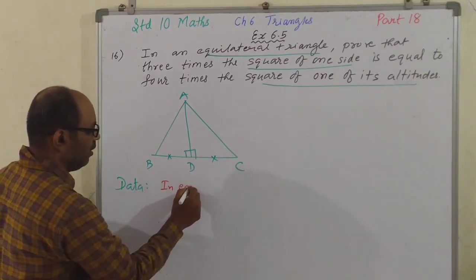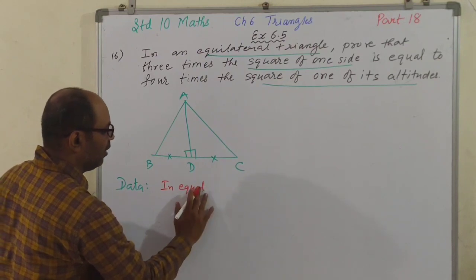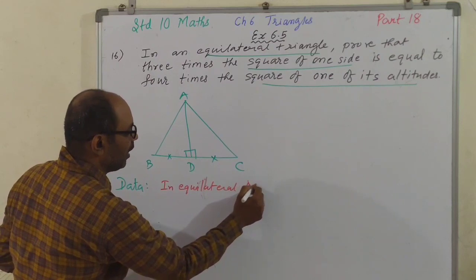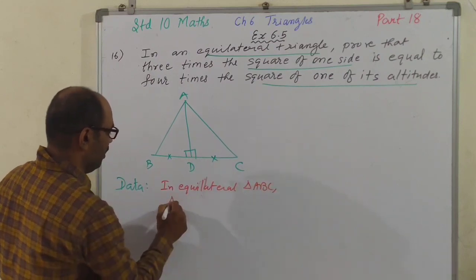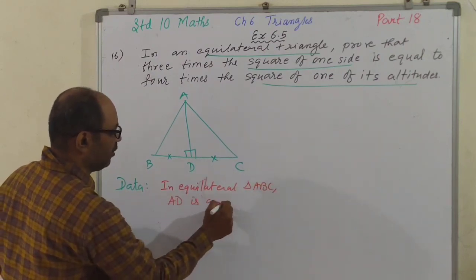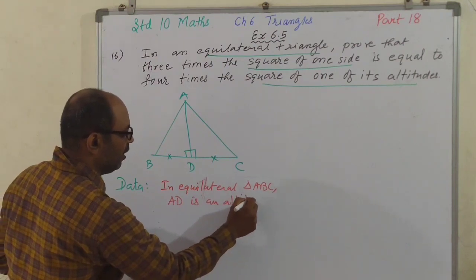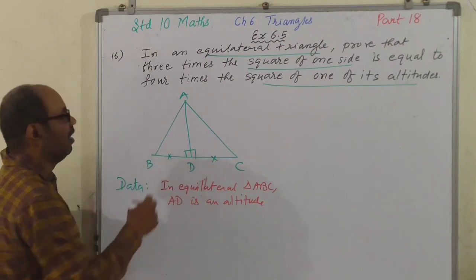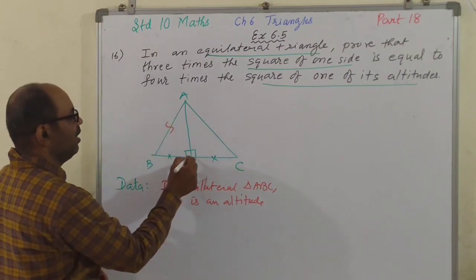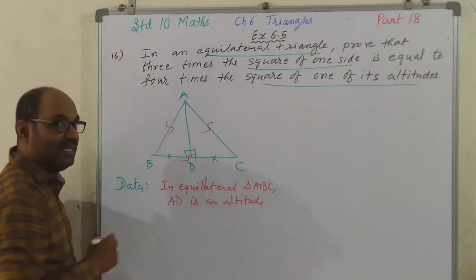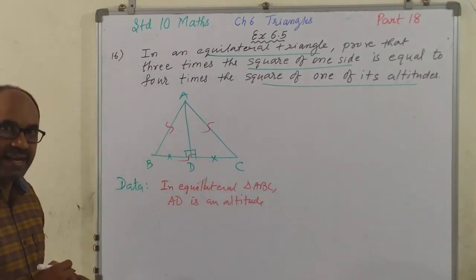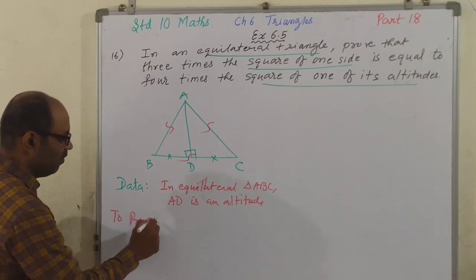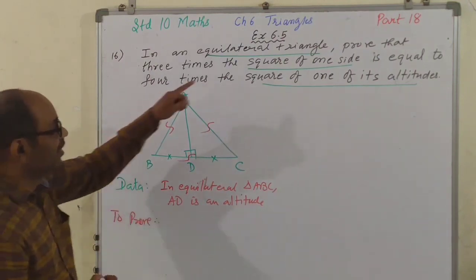In equilateral triangle ABC, AD is an altitude. This altitude is on which base? BC. And you know, AB is equal to BC equal to AC. See the signs that I am making, they are equal. To prove, very interesting, very easy.